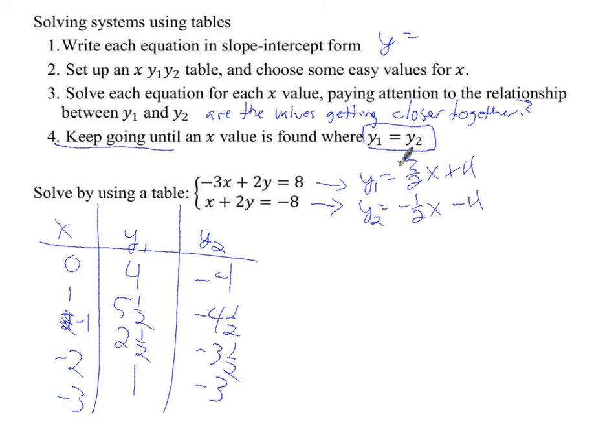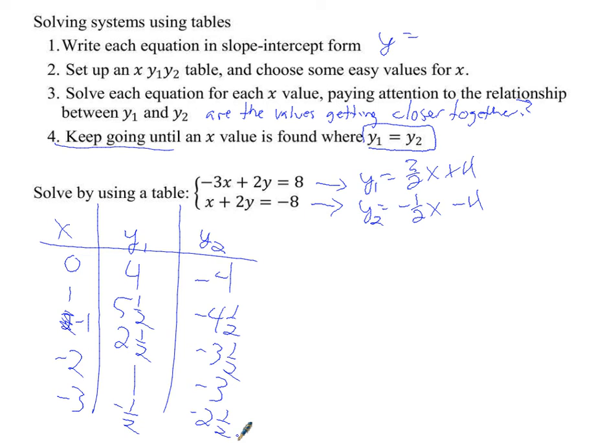-3 here gives me -9/2. -9/2 is like -4.5. -4.5 plus 4 gives me -1/2. -3 times -1/2 gives me +3/2. +3/2 minus 4 gives me... so +3/2 is +1.5. 1.5 minus 4, same as 4 minus 1.5, -2.5. I'm getting real close now.